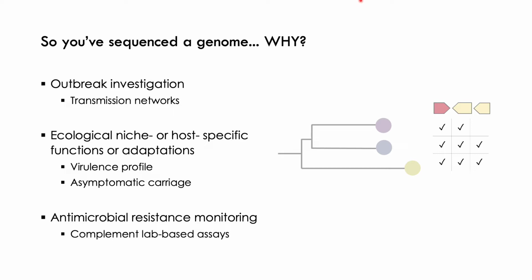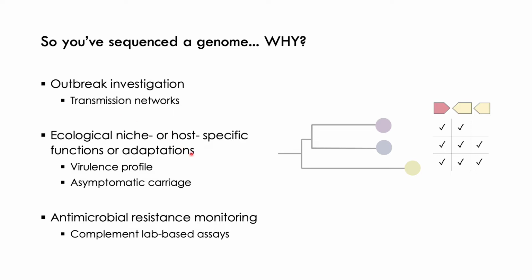But why might we do this in the first place? So the first and foremost reason, and the most applicable one to you, is for outbreak investigation. So you might sequence one or several outbreak strains, and you might want to compare these to each other and see how related they are, maybe make a transmission network and identify transmission chains. Or you might want to compare this outbreak to previous outbreaks or to endemic strains. You can do all of these with genomics.